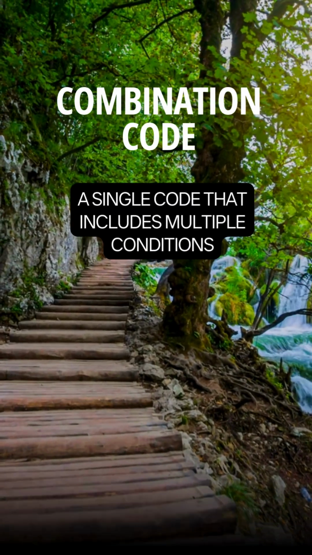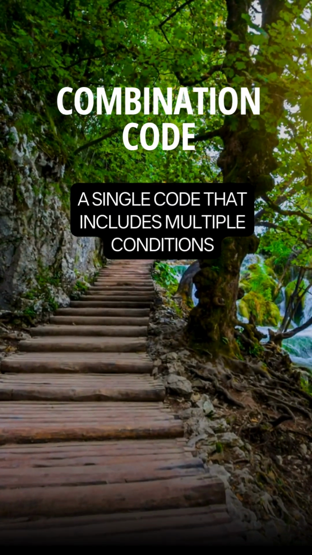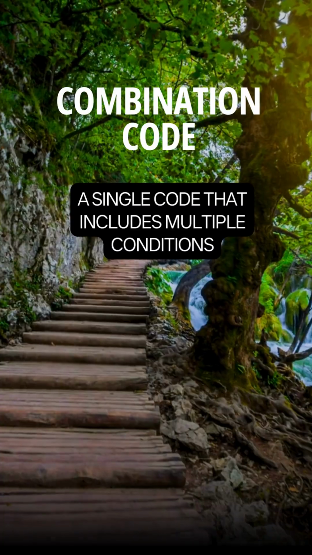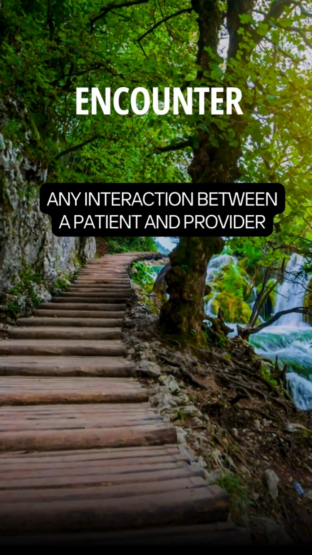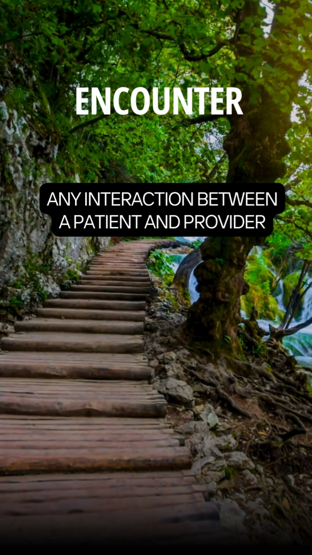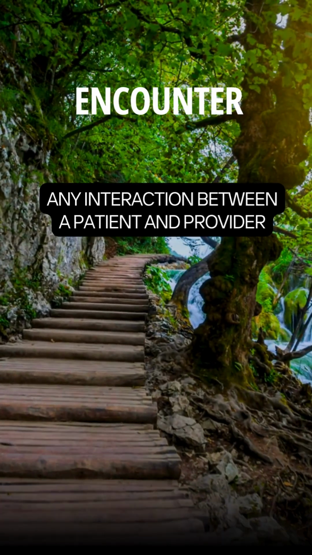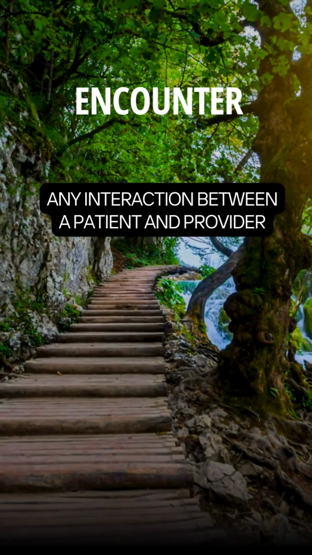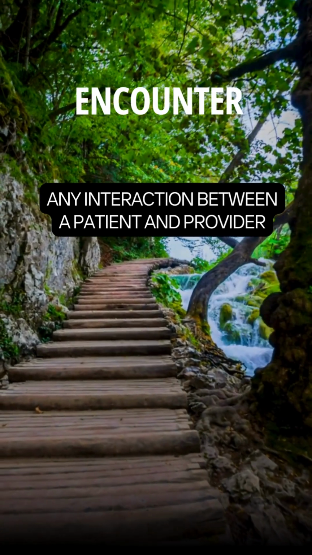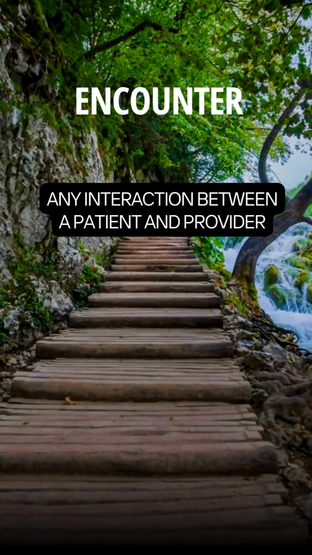A combination code is a single code that includes multiple conditions. An encounter could include a patient history, evaluation, testings, treatment, planning for treatments, exercises, education. There are different ways that an encounter could occur.